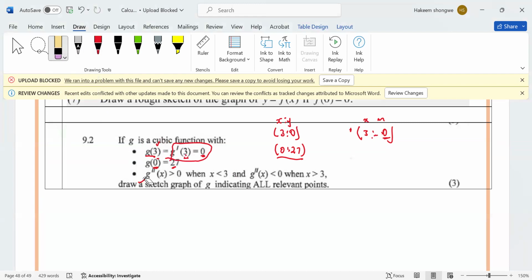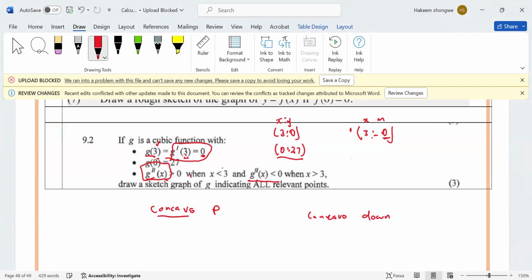What else did they give us? They gave us concavity, g prime prime. G prime prime is concavity, concave up, concave down. So when they say g prime prime is greater than 0, it's concave up. So when is the graph going to be concave up? G prime prime greater than 0. It's concave up. When g prime prime is less than 0, this is concave down.